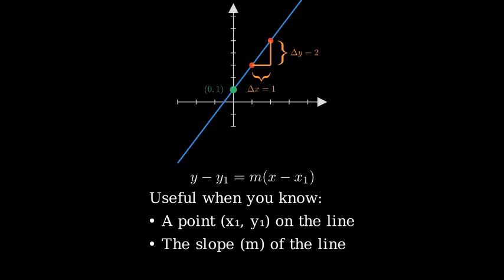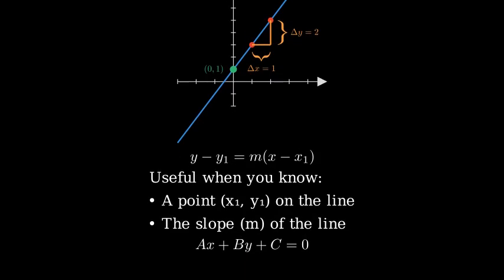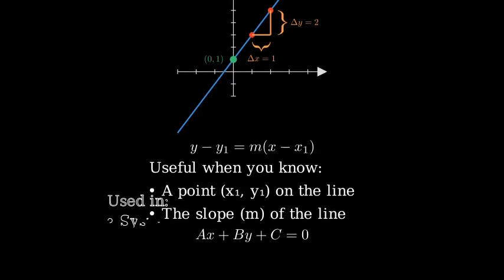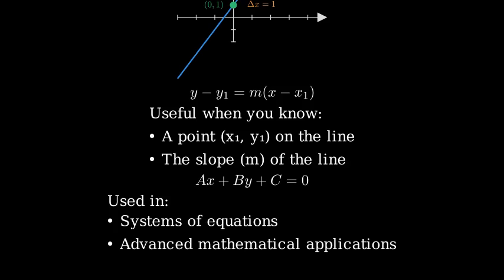The third common form is the standard form or general form. It's written as ax + by + c = 0, where a, b, and c are constants, and a and b are not both 0. This form is often used in more advanced mathematics and when dealing with systems of equations.